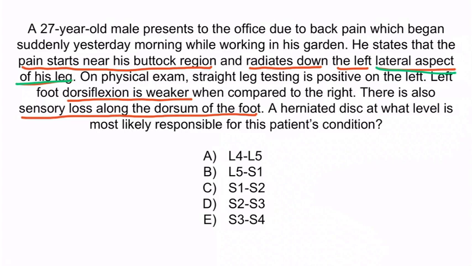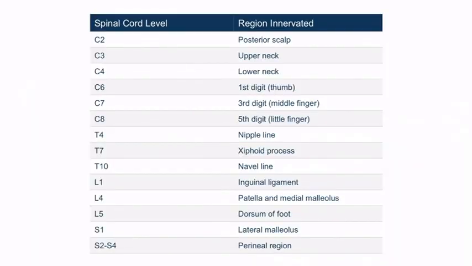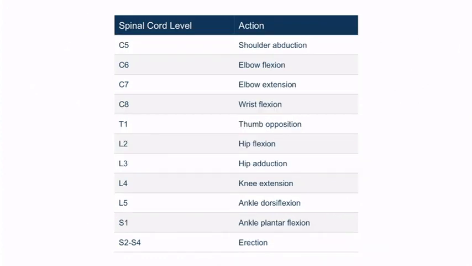So if the L5 nerve root is compressed, a herniated disc at what level is most likely responsible? The correct answer is A, L4 to L5. Remember, a herniated disc protrudes posterolaterally and inferiorly, which means the nerve roots below the herniated disc are compressed. Therefore, a herniated disc at L4 to L5 would compress the nerve roots of L5. From the table, recall that the dermatome L5 is associated with the dorsum of the foot. From this table, recall that the myotome of the L5 spinal cord level is associated with ankle dorsiflexion.